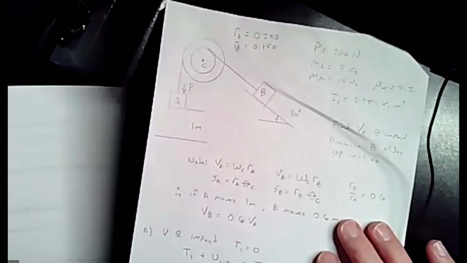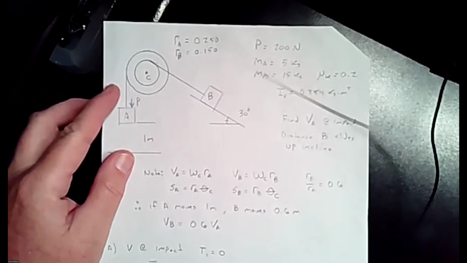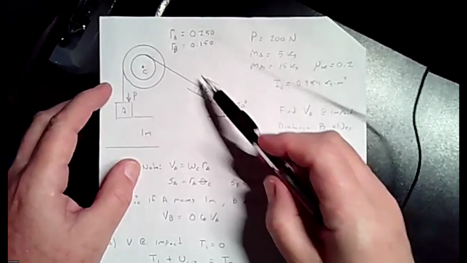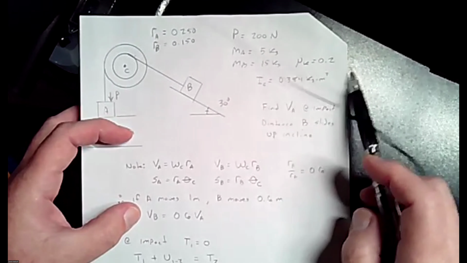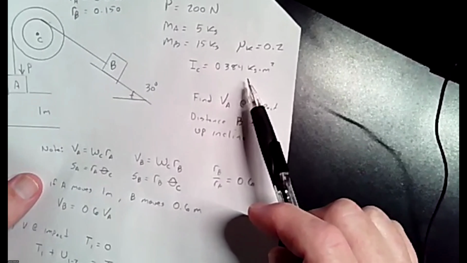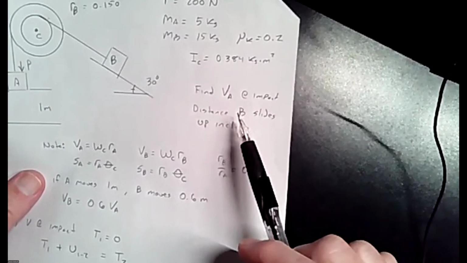So here is our diagram. Now we have, as I said, the radius is 0.25 for A, 0.15 for B. And then here's the information. P is 200. Mu kinetic is 0.2. I turns out to be 0.384 for the disk because you're given the radius of gyration. So we want to find velocity at impact and the distance B slides up total.